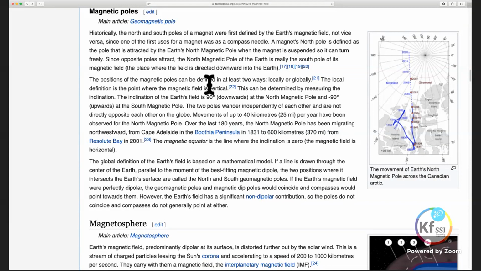The sentence you just read, Rick. It does say that since opposite poles attract, the north magnetic pole of the Earth is really the south pole of its magnetic field, the place where the field is directed downward into the Earth. So he's saying that it goes out what we call the south pole of the Earth and in what we call the north. So the magnet is correct. Our magnet is the correct thing, and the Earth is the opposite then, right? From what this sentence said. It all depends on your perspective. Yeah, exactly. I'm not clear on this.